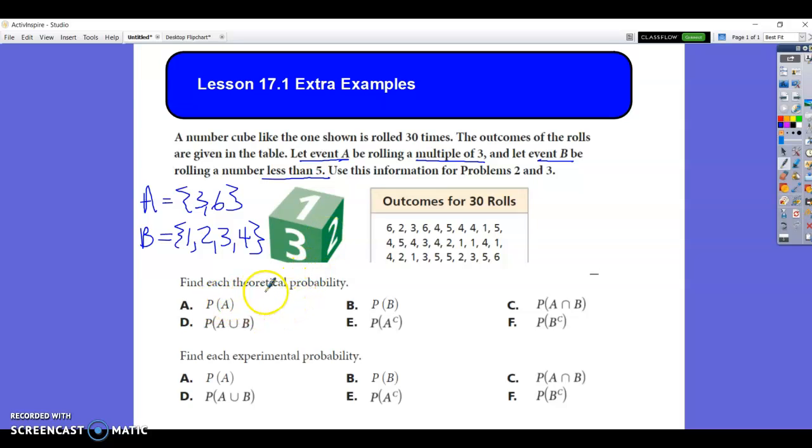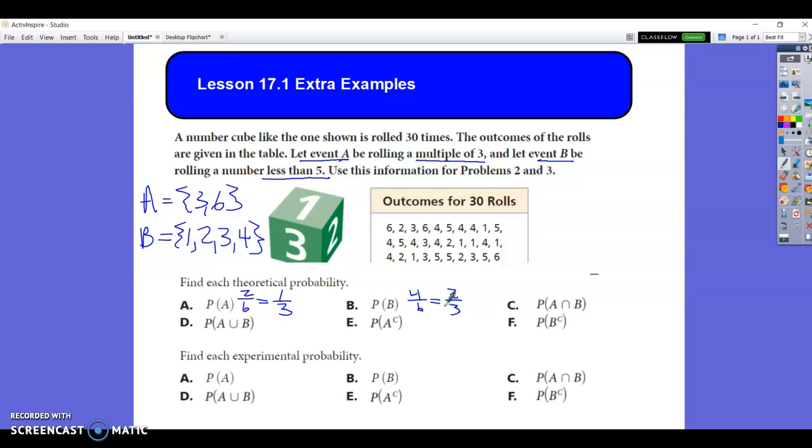It says find the theoretical probability of A. All right, so the probability of A would be 2 out of 6, and 2 out of 6 equals 1/3. And you always want to reduce these as much as possible. All right, the probability of B is 4 out of 6, and that reduces to 2/3.